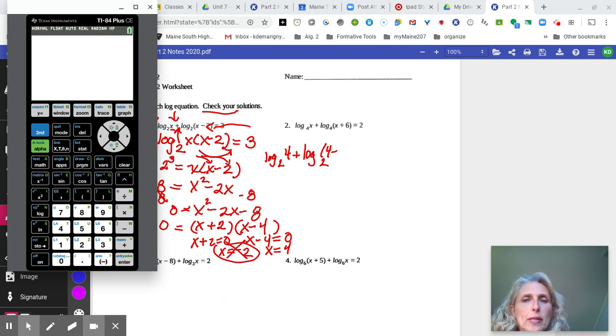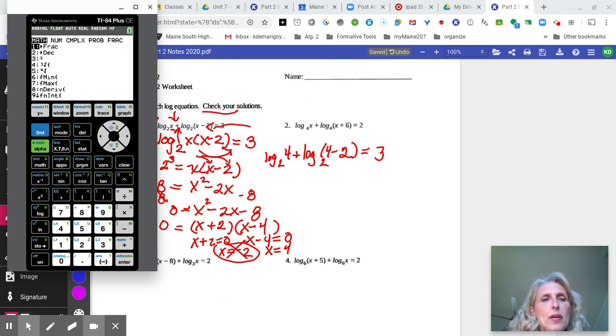So the log base 2 of 4 minus 2, and I want to know if that's equal to 3. All right, so real quick, I'll just go to my math. I'll scroll down to my log base again.